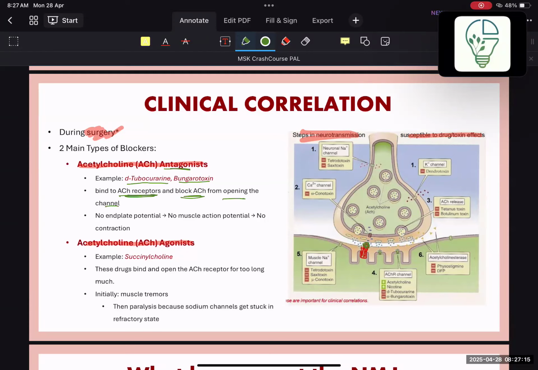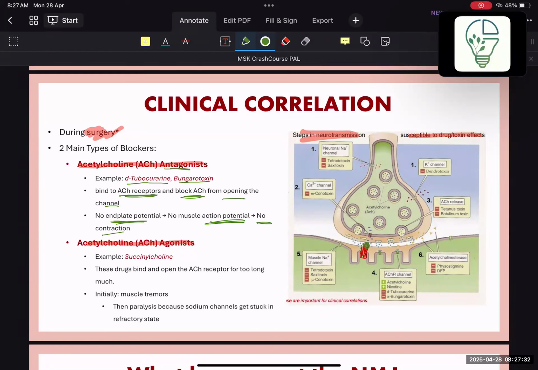It will just come and sit in the place of ACH and it will not trigger any reaction. So obviously, because these channels are not opening, you will not have an end plate potential. And if there's no end plate potential, there's no action potential, and that means there's no contraction. Now, what do your agonists do?